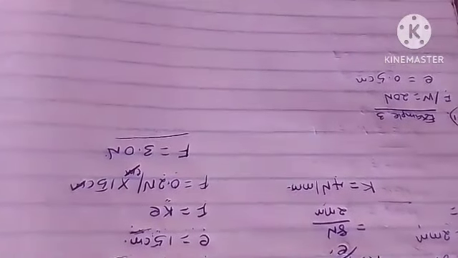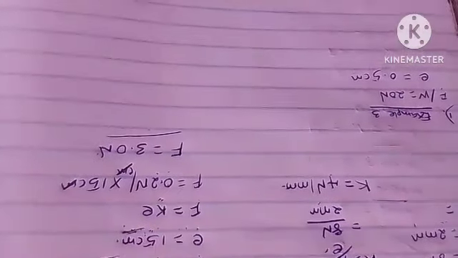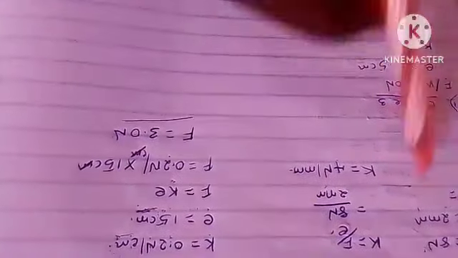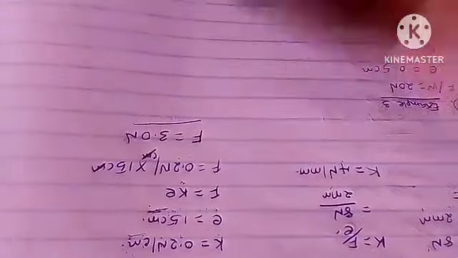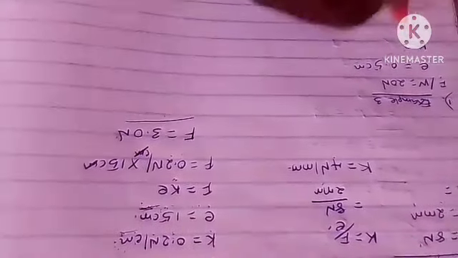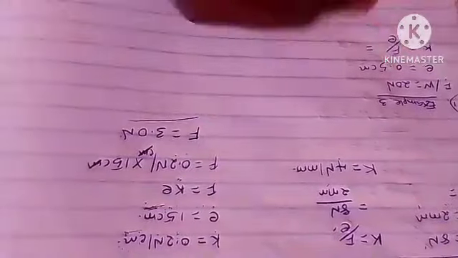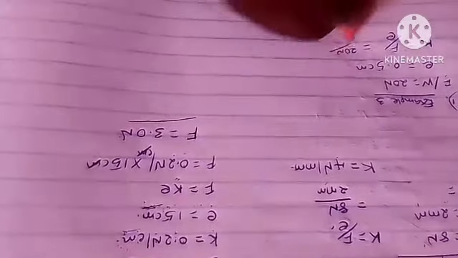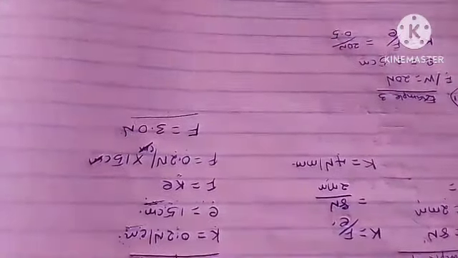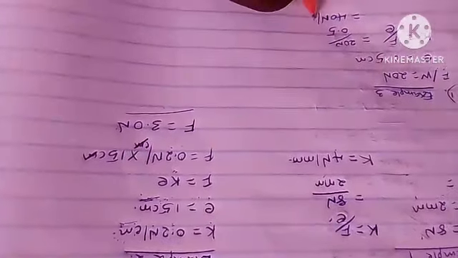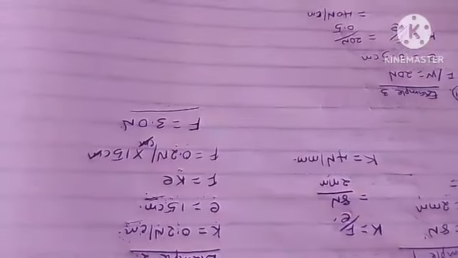Now part B, Roman 1. Determine the spring constant of the spring. We are looking for the spring constant. This is the same example as example 1. We said the constant is equal to force over extension, whereby our force is 20 newtons divided by extension, which is 0.5. Now this will be 40 newtons per centimeter.